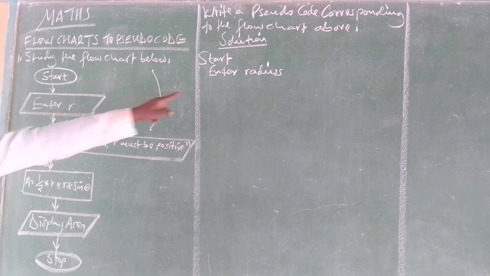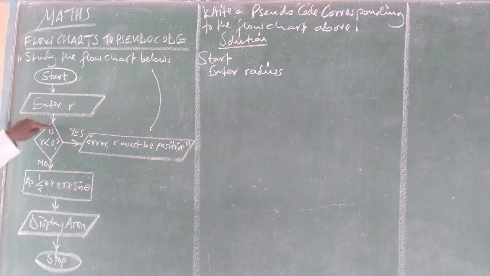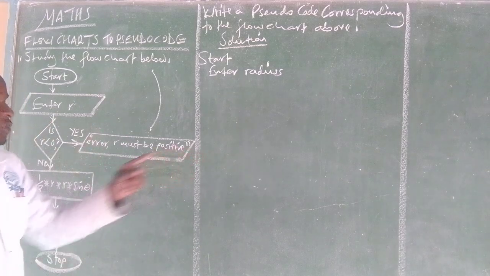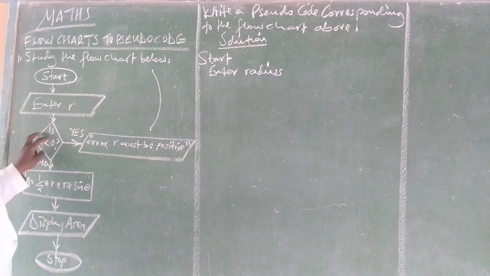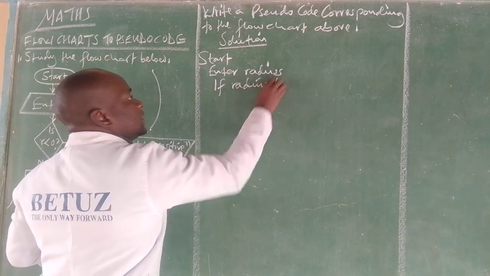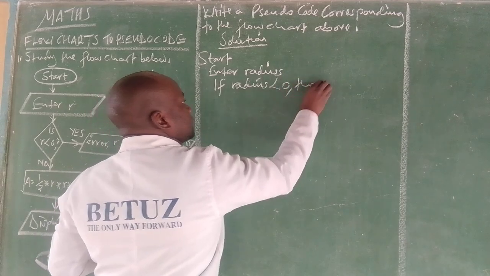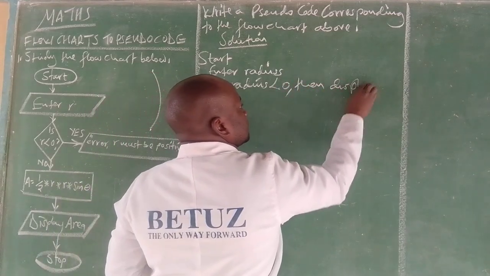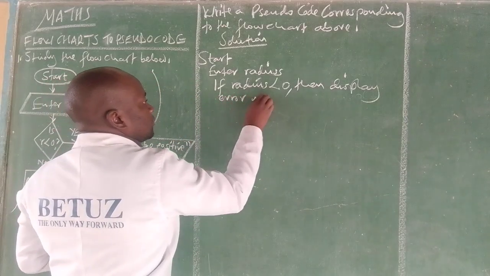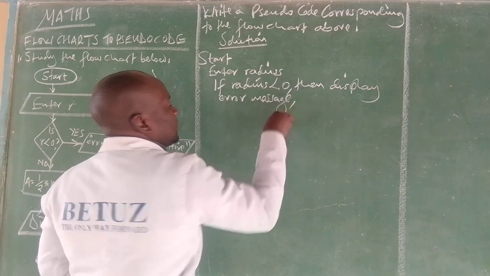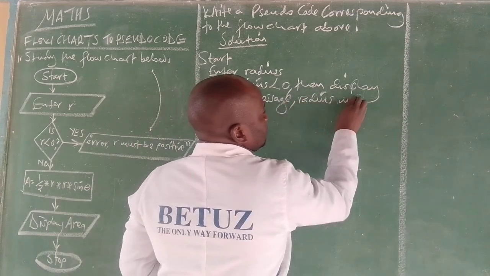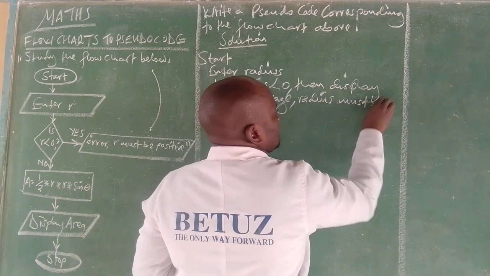So when interpreting this into a pseudocode, the word is should change into if. And because it is changing into if, it will automatically correspond to the yes. So we are saying if radius is less than 0, then display error message. Radius must be positive.